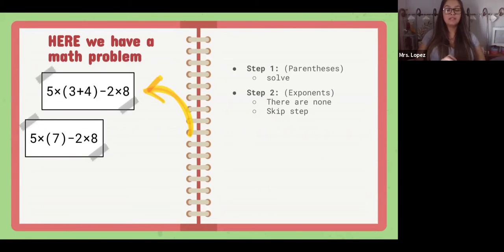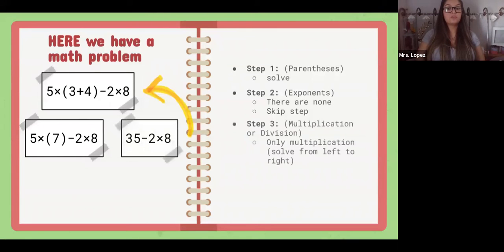We need my dear, which is multiplication and division. I only see multiplication in this problem. We see it twice though. We see 5 times 7 and 2 times 8. In our steps, we know that we're supposed to solve them from left to right.